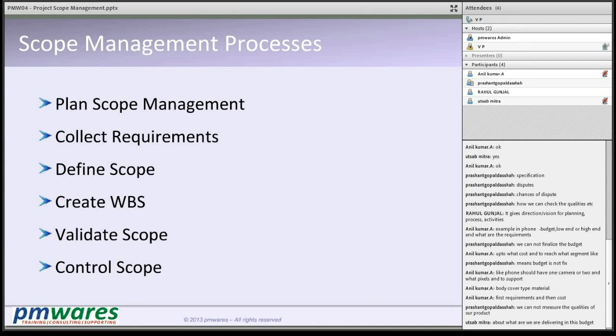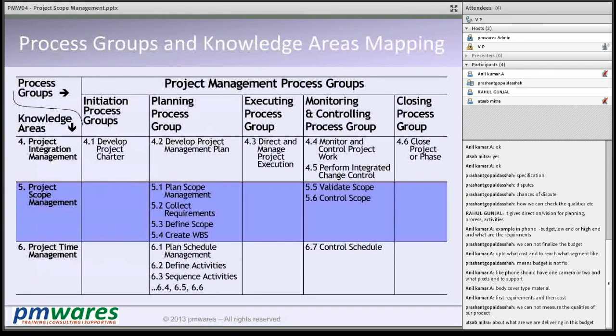So there are 6 processes in this. We'll start with the scope management plan. Like this, 4 or 5 processes are in planning and 2 are in monitoring and control.